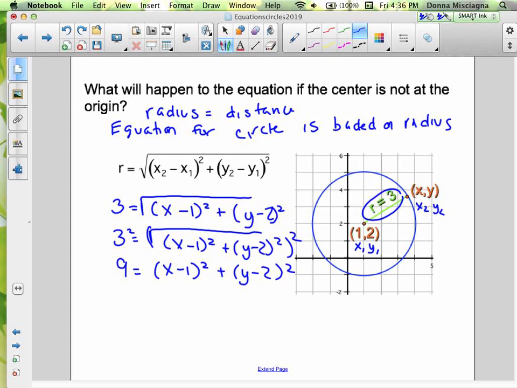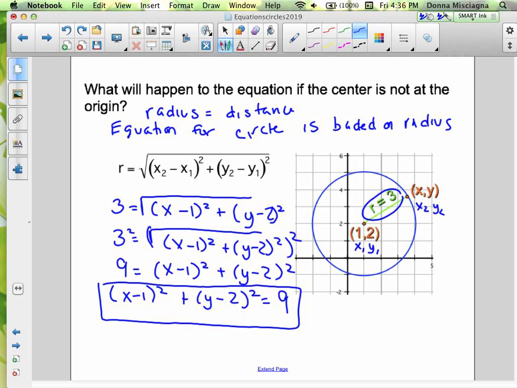Now usually we have the x's and the y's first, and then the constant on the other side. Using the symmetric property, we can switch. It doesn't matter which side of the equal sign you're in. So I can rewrite this way: x minus 1 squared plus y minus 2 squared equals 9. And guess what this is? This is the equation for the circle.